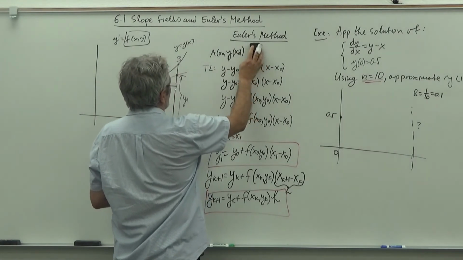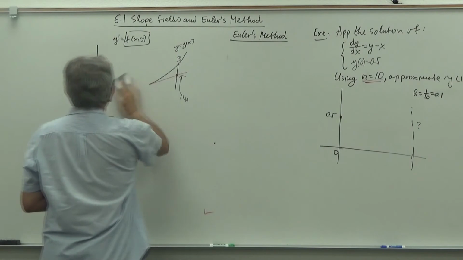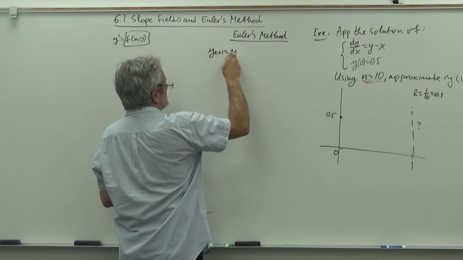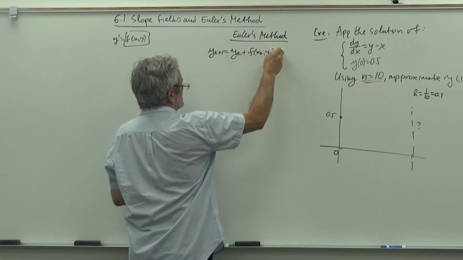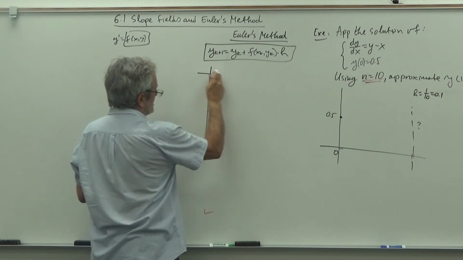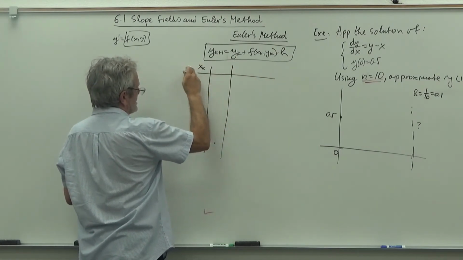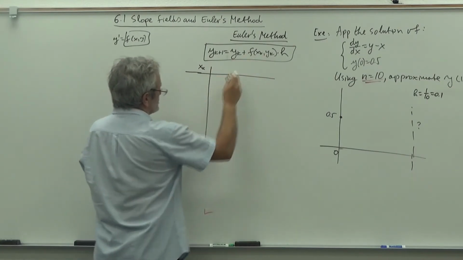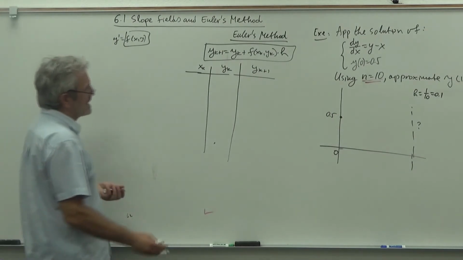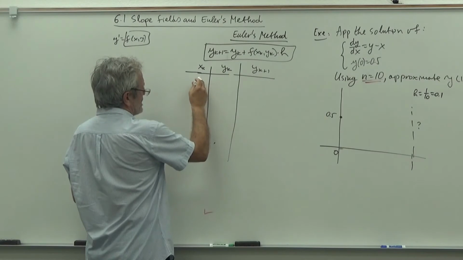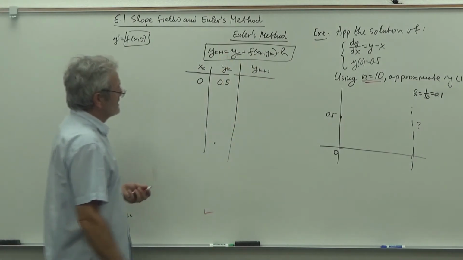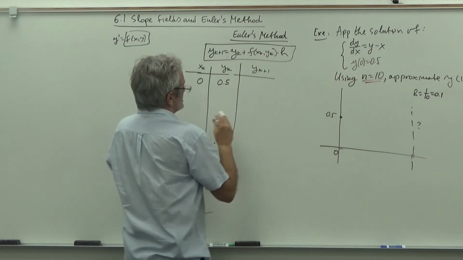So let me erase this so that I have enough space to record our results. The only thing you need here is the formula y k plus 1 equals yk plus f of xk, yk times h. The best way to do this is to put the values for xk, the values for yk, and then y k plus 1. So we start with the beginning value. At 0, I have 0 here and 0.5. Plug in 0 and 0.5 here. Remember that f of xk, yk is actually yk minus xk.